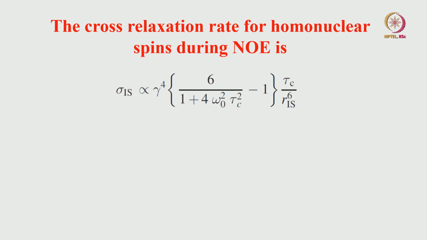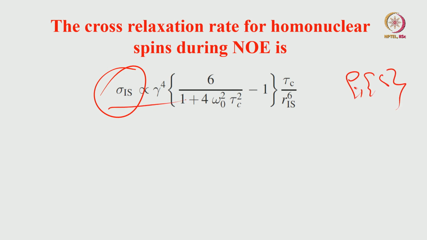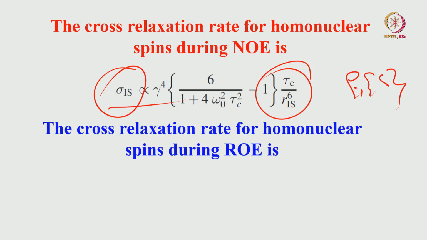This is what we observed. NOE fact. This is cross relaxation rate, not the gain of signal intensity. Don't confuse with rho I. Yes, that is not that. This is sigma IS, cross relaxation. This is the cross relaxation term for NOE. The same cross relaxation rate you can calculate for ROE, this turns out to be this.